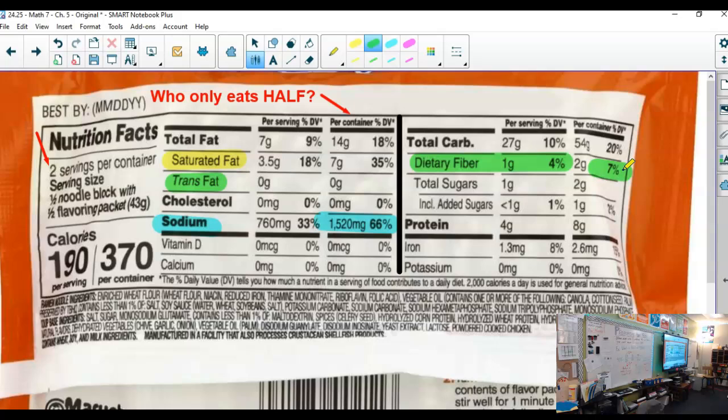Oh, nice. Yeah, that's different than the package. Because if you go to an actual restaurant and get ramen, that's different, right? That's not this.